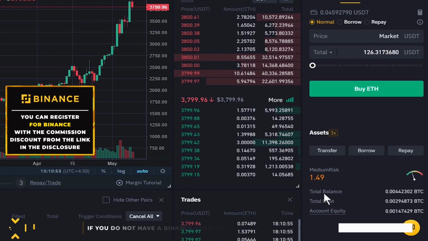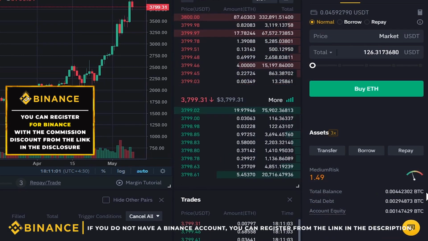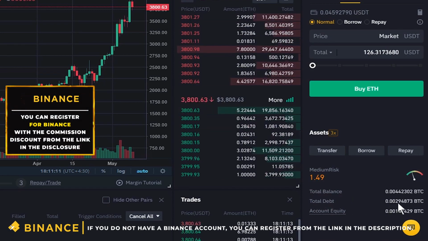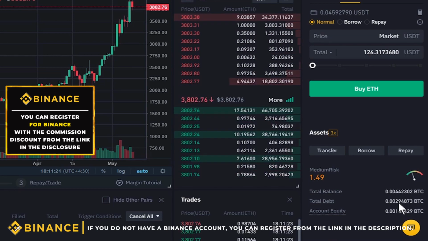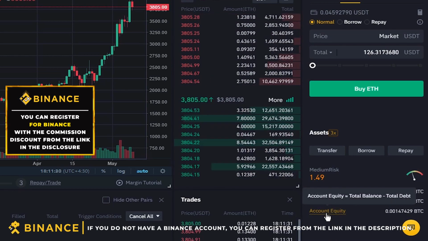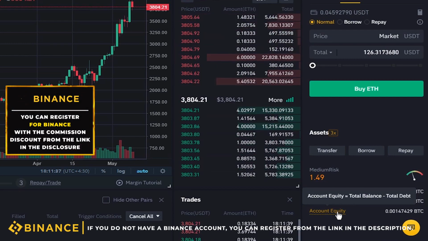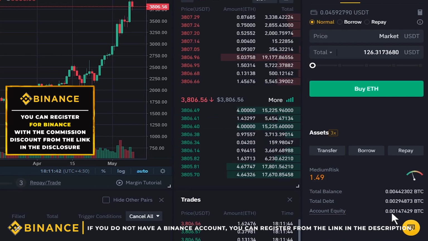This is our total balance, which is 0.0044 in terms of BTC. This is total debt, and it's 0.0029, which is the amount we borrowed plus the interest. And here, this is account equity, which is total balance minus total debt. This is actually what we get if we repay our debts right now.